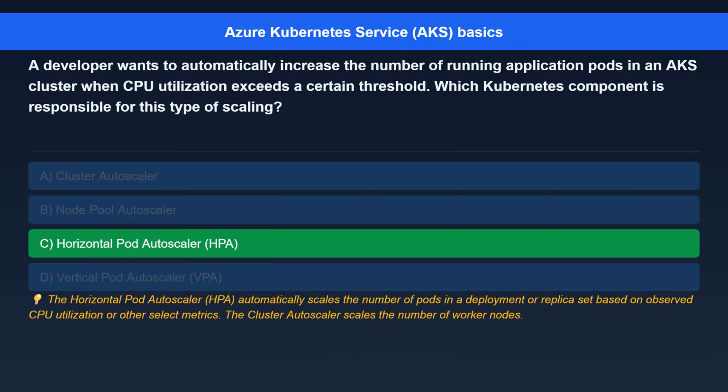The correct answer is Horizontal Pod Autoscaler, HPA. Here's the explanation. The Horizontal Pod Autoscaler, HPA, automatically scales the number of pods in a deployment or replica set based on observed CPU utilization or other select metrics. The cluster autoscaler scales the number of worker nodes.